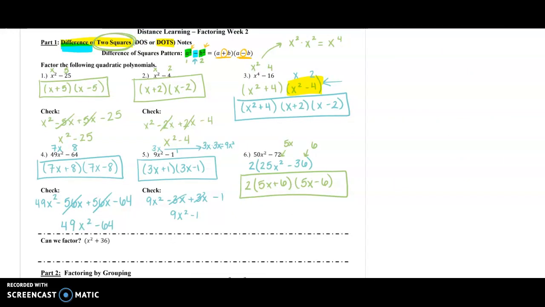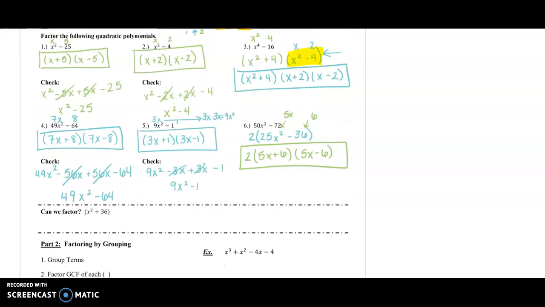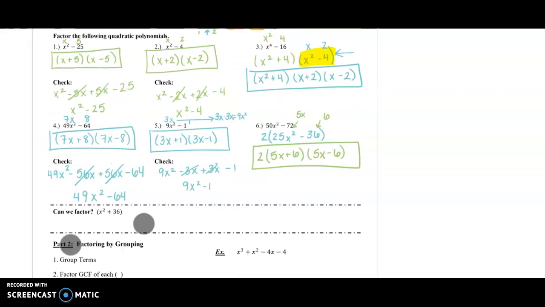And that only works, as you can see, in very specific situations where there's subtraction, there are only two terms, and they are both perfect squares. If they're not, or if you can't factor a GCF out to make it look like that, you won't be able to use dots. Okay? Now, earlier in number 3, we talked about why I can't simplify x squared plus 4.